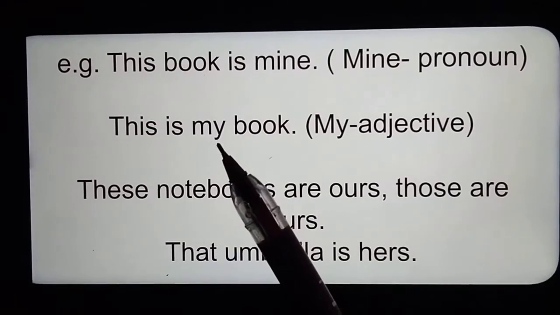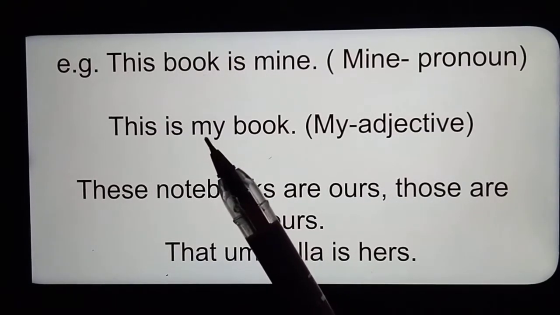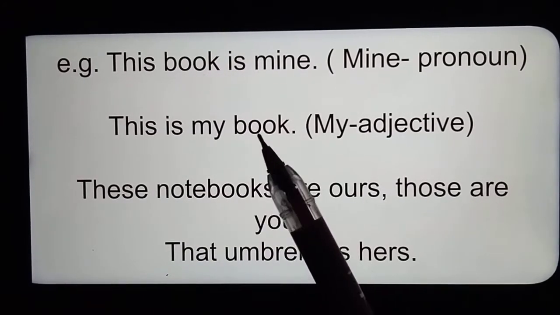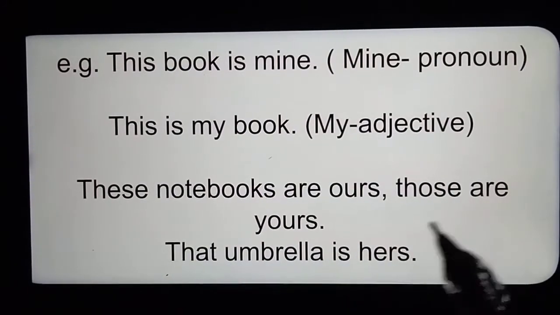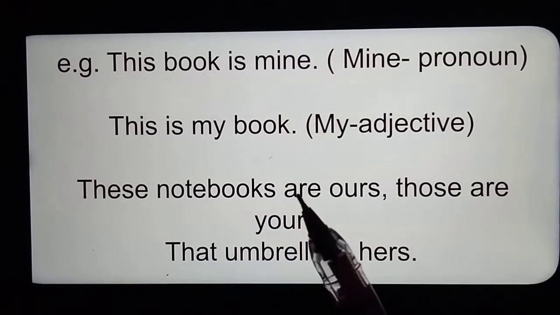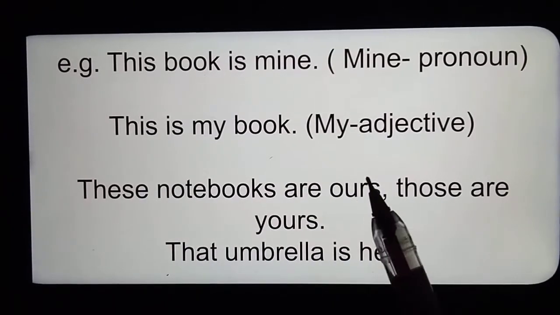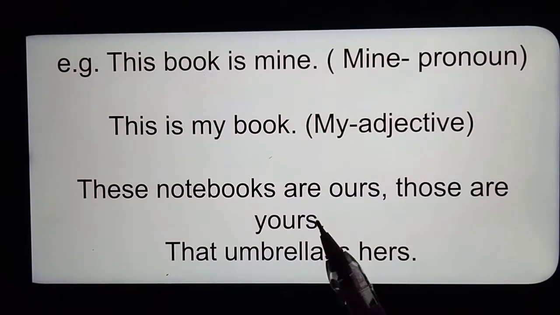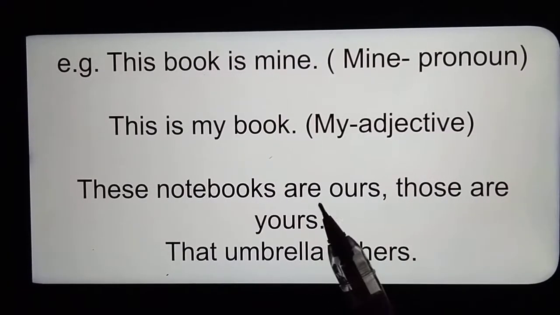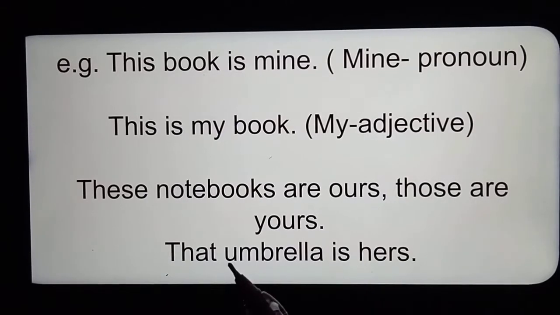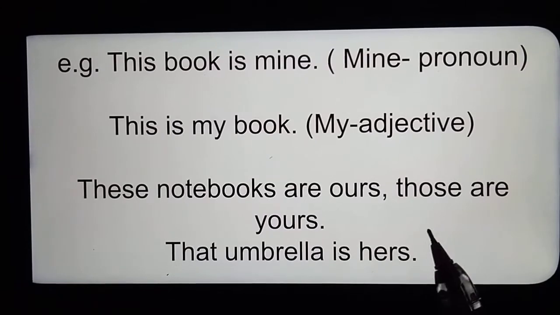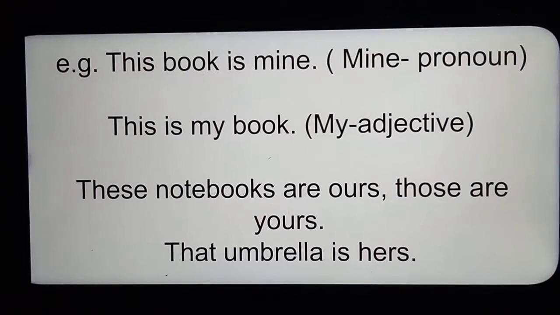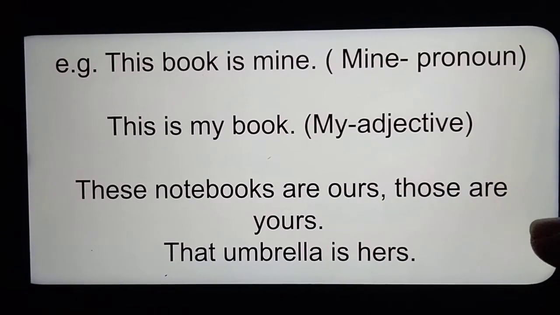It is an adjective. Plus the adjectives are always followed by a noun. So that's a major difference. For example, these notebooks are ours, those are yours. Ours and yours, these are possessive pronouns, plus they are not followed by any noun. That umbrella is hers. Hers is a possessive pronoun, it is not an adjective, and no noun is there after hers. So these are different possessive pronouns that can be used in a sentence.